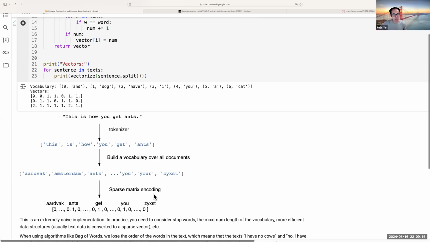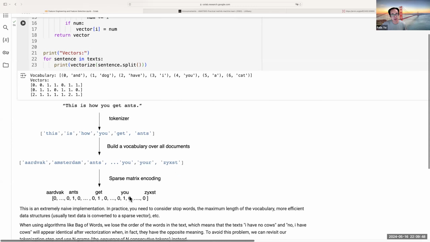That means, technically, this could be a vector of size 50,000, but most of the entries are actually 0. There are only a bunch of entries here that show up. This is how you get ants. These entries are actually 1. So this is a very naive way of encoding those sentences.